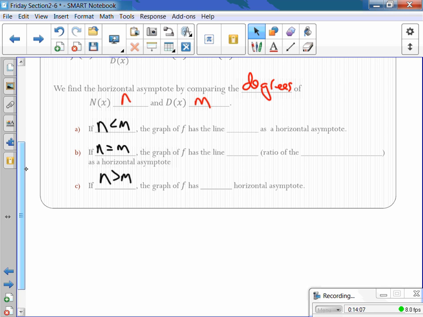First case, my denominator has a larger power, so if n is less than m, the graph of f has the line y equals 0 as a horizontal asymptote. So the x-axis becomes that horizontal asymptote. If n equals m, then our asymptote becomes y equals a sub n over b sub m, which is just the ratio of our leading coefficients.